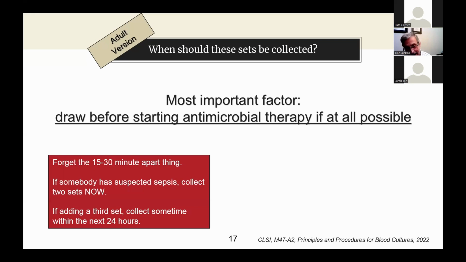If you're going to add a 3rd set, then do it 6 hours later, 12 hours later, somewhere down the line within the next 24 hours. But the most important thing is before therapy, which means if you're going to start therapy in 20 minutes, then collect the 2 blood culture sets right now. Don't worry about any timing apart. The timing is not important.